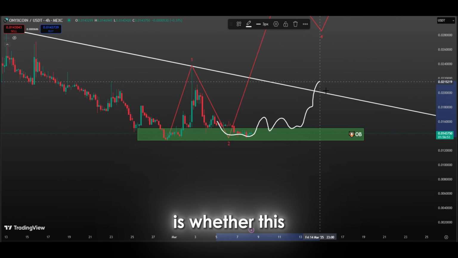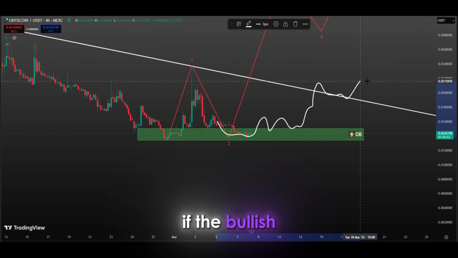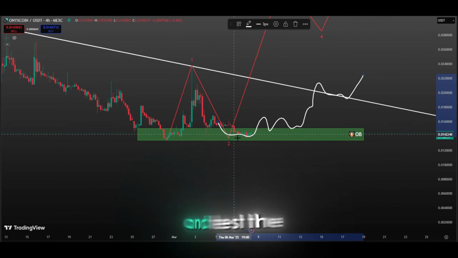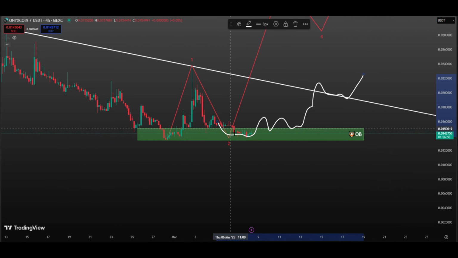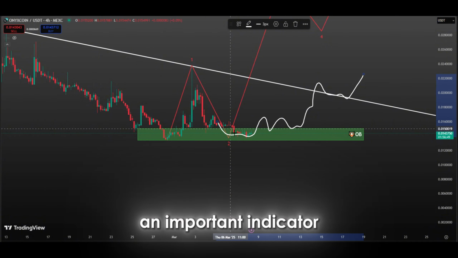However, the key is whether this bounce will strengthen and the price will be able to break the downtrend. If the bullish order block works as a strong support, the price may start moving higher from there and test the nearby resistance levels first. Whether there is an increase in volume during this process will also be an important indicator.